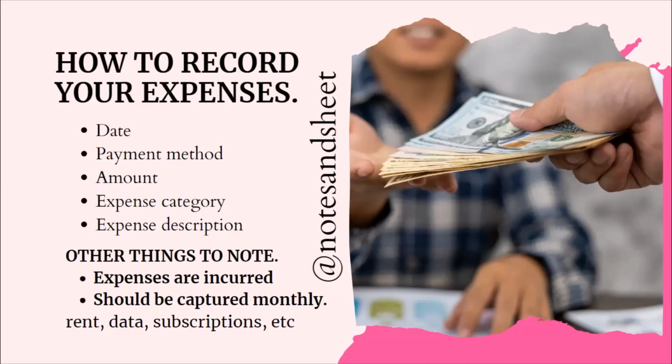Is it rent? Is it salary? Is it transportation? Is it subscription? Whatever category that expense falls under, you want to put it there. Then the last thing is the expense description. That is, you explain what that expense is for, right? This will help you to remember whatever it is that you spent that money on in the future, so you don't say, oh, what did I use this money for? It's under subscription. What subscription was this? So the expense description would help you determine easily what this thing is for.